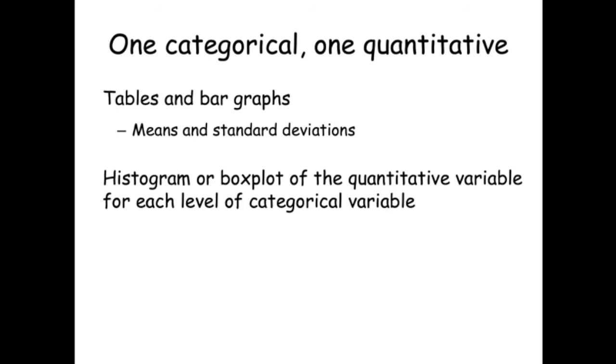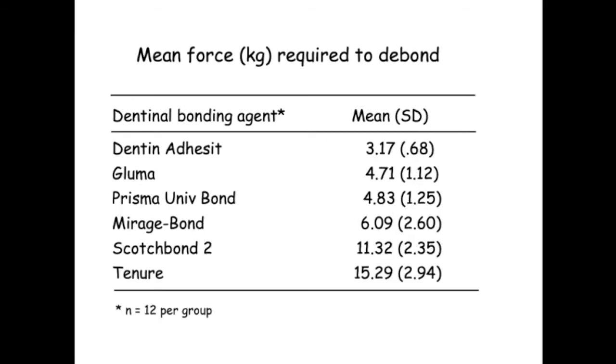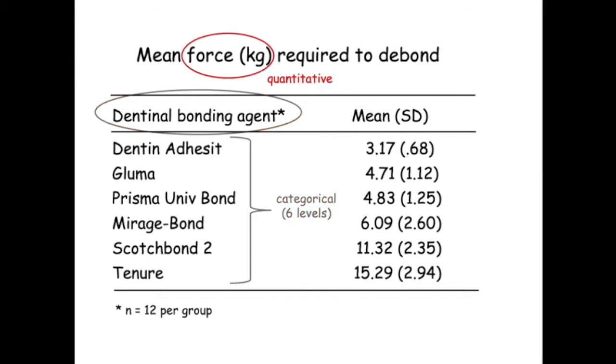When one variable is categorical and the other is quantitative, we create a table or bar graph with means and standard deviations of the quantitative variable for each level of the categorical variable. We can also use histograms or box plots to show the relationship graphically. Here's a table of means and standard deviations for debonding force for different bonding agents. Bonding agent is the categorical independent variable with 6 levels, and force needed to debond is the quantitative dependent variable.